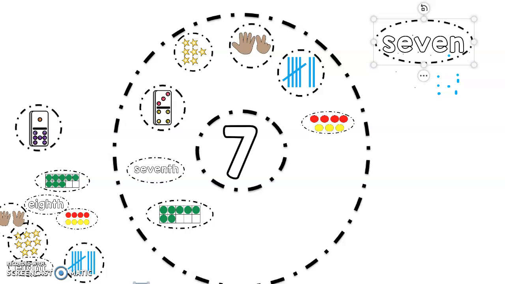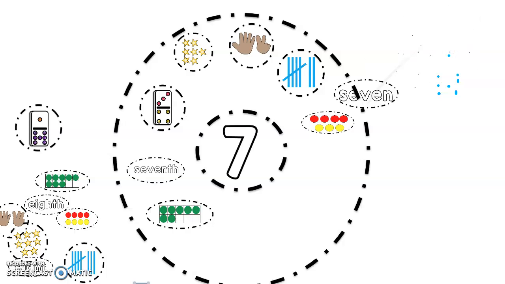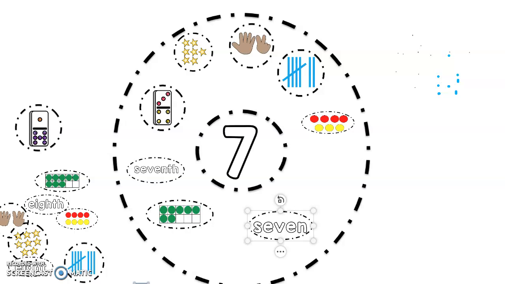All right, my last word says S-E-V-E-N. That's the number word 7. So do we want that one? Yes, we do. All right, look at our number circle chart. What number do we have? 7. Good. What number? 7. Good. What number? 7.